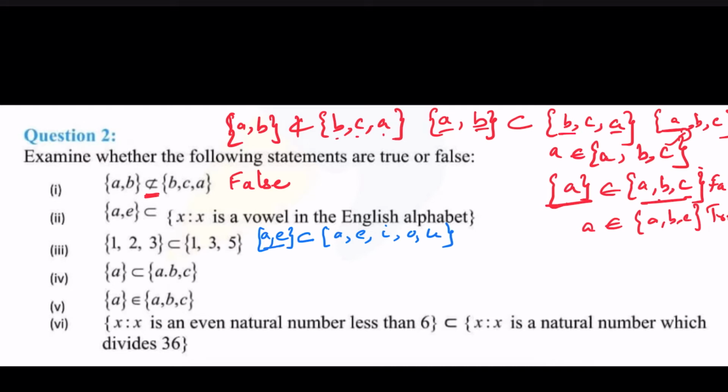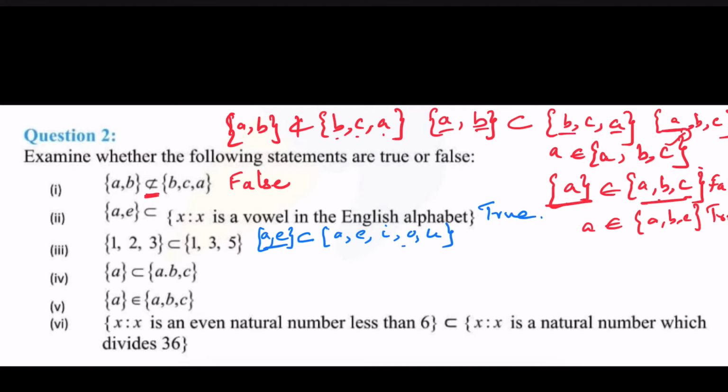Whenever you write within braces, you say it is a set. A set can be a subset of anything, but an element cannot be a subset of anything. So therefore here, A is a subset of this is a true statement. This is true. Got it?